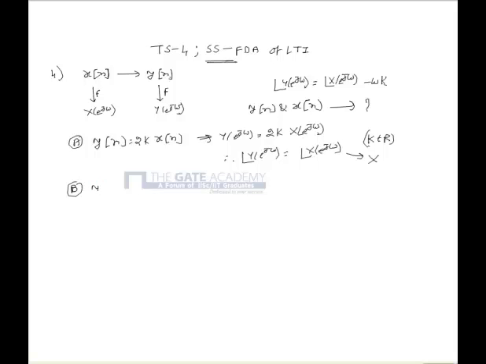As per the option B, y of n is equal to e power j k n times x of n. In frequency domain, Y of e power j omega is equal to X of e power j times omega minus k. Therefore, phase of Y of e power j omega is equal to phase of X of e power j omega minus k. So this is also not the same as the given relationship. So B is also not the correct option.